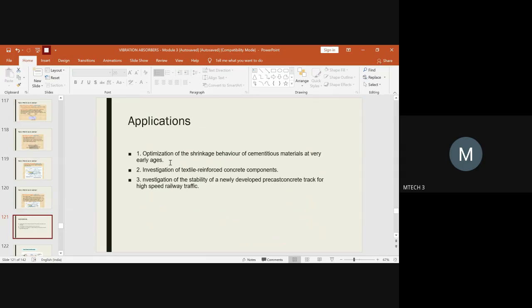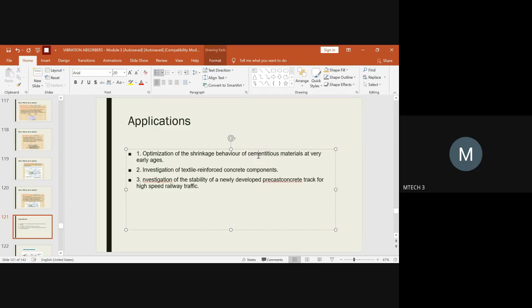The applications mainly deal with optimizing the shrinkage behavior of cementitious materials at very early ages. There are different classifications of materials, right? We are speaking mainly about smart materials. In that, they are telling that this type of Fabry-Pérot sensor could be used to analyze the shrinkage behavior of cementitious materials. So there is another class of materials called cementitious materials, right?